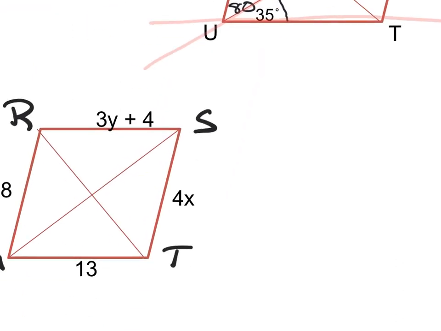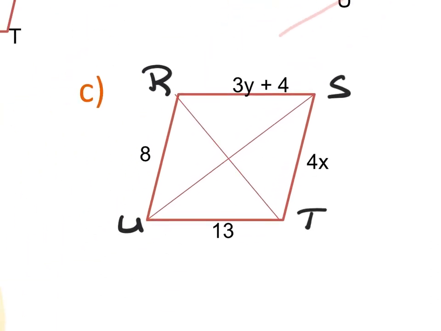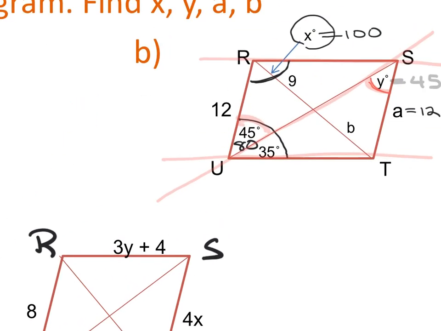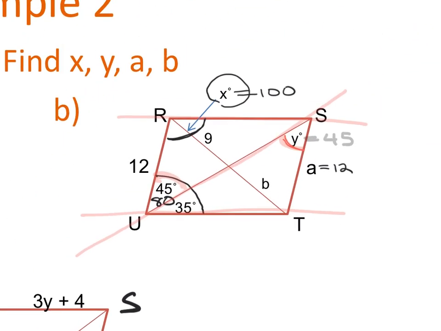We got a parallelogram here. Wait, what? Did you do B? I did B. Oh, you did? Beautiful. Those diagonals were bisected, so it's the same as this piece over here. All right, now let's go on to C.